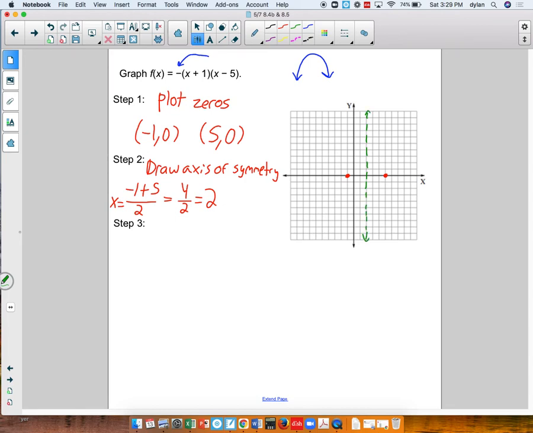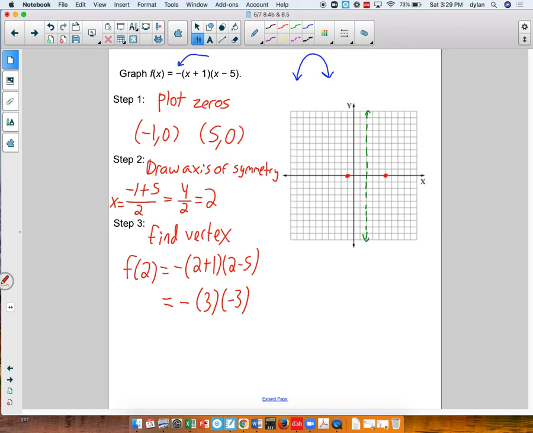And then finally, step 3, we want to find the vertex, and specifically the y-coordinate of the vertex. To do that, I'm going to take my axis of symmetry and plug it back into the original function. So f of 2 equals negative (2 plus 1) multiplied by (2 minus 5). So that tells us that we have negative, and then 3 times negative 3. Or in other words, the result here is positive 9. So our vertex is going to occur at 2 comma 9.